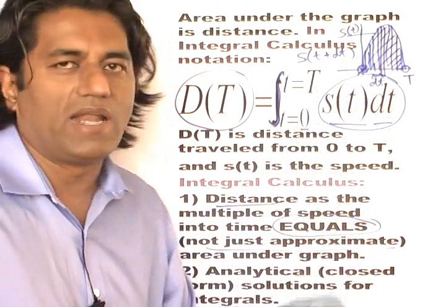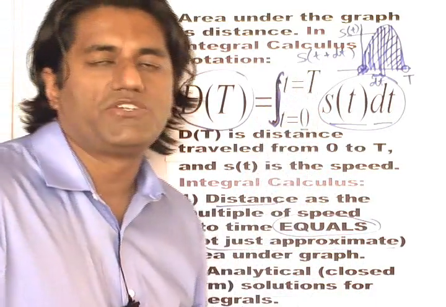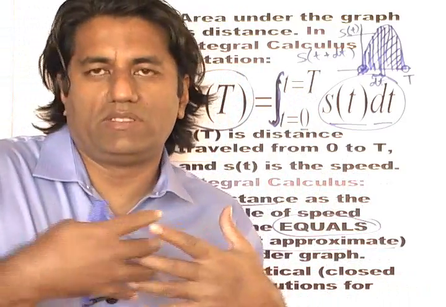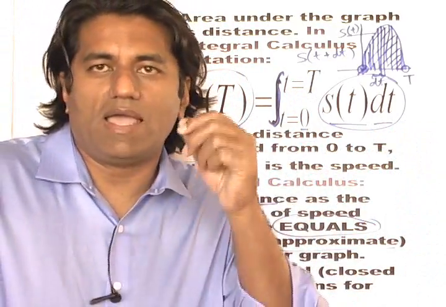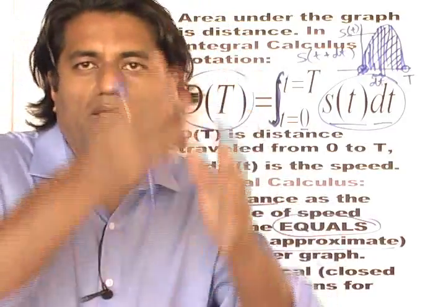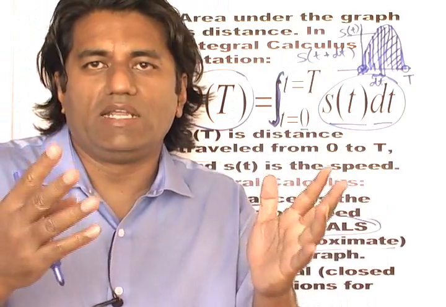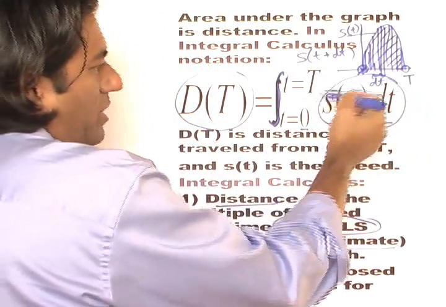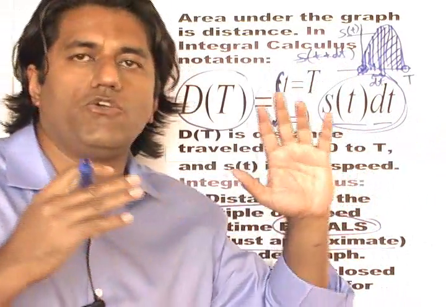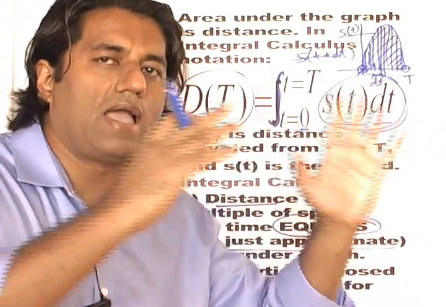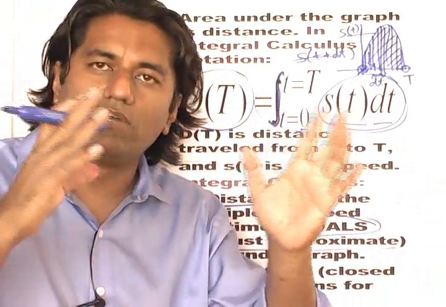And then what we would like to do in integral calculus is that we would like to get rid of the summation. It's nice to know that distance is that, but if I have to sit and break the graph into little pieces and add them up, that's going to be very tedious. What we would really like is that when we have a formula like this, we would like to be able to remove this integral sign and have a closed form solution.